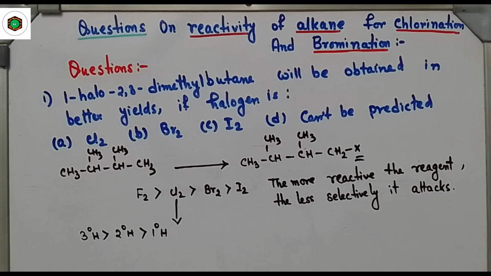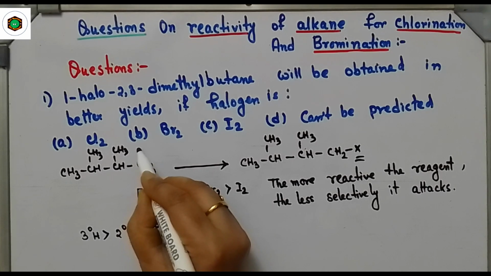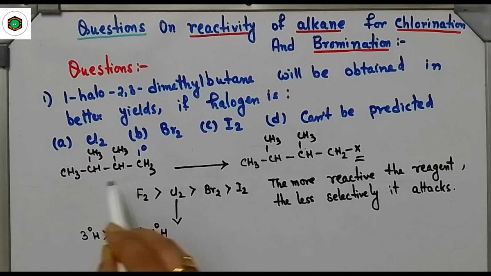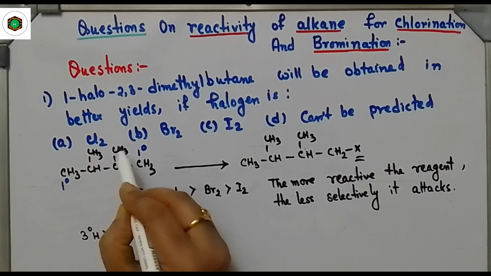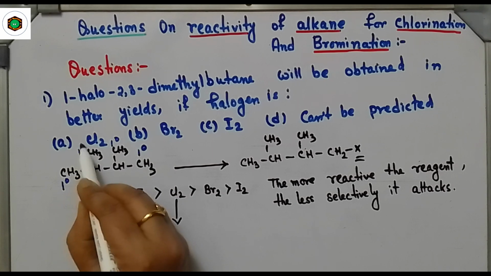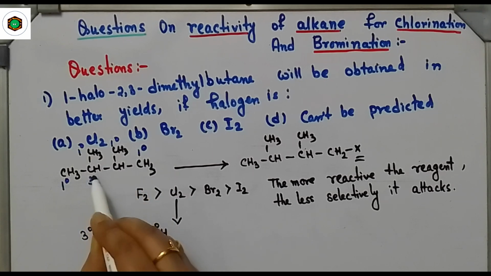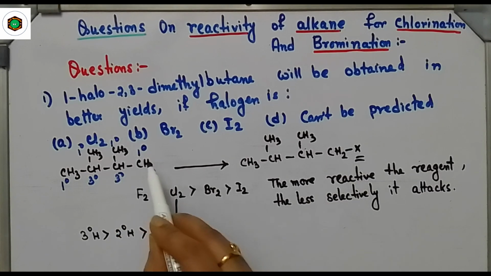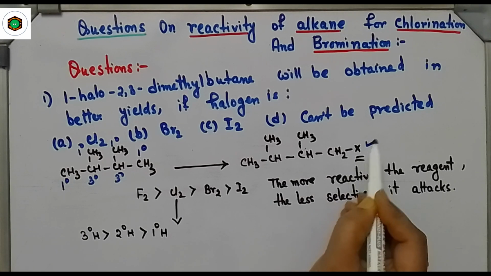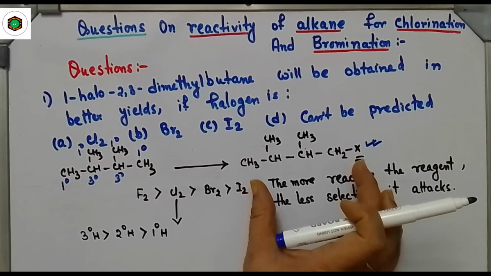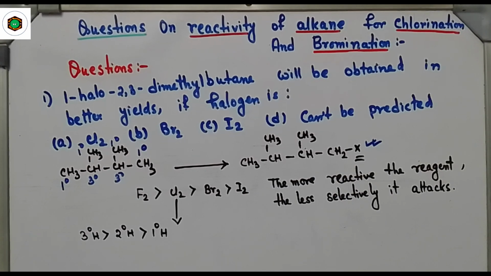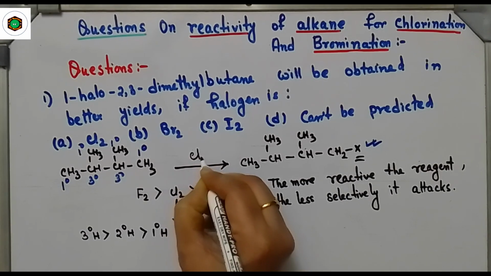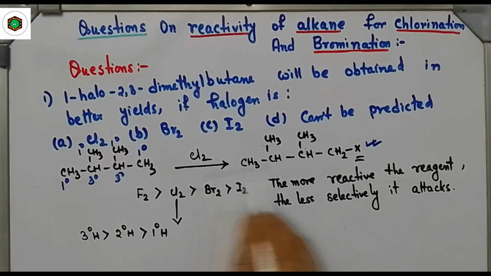So in this compound, this hydrogen is 1 degree, this hydrogen is 1 degree, this hydrogen 1 degree, this hydrogen 1 degree, and this hydrogen is tertiary and this hydrogen is tertiary. In the product, 1 degree hydrogen is substituted by halogen. This product in better yield we can get only if we use this more reactive reagent, because it will be less selective and here it can attack to give a better yield of this compound.